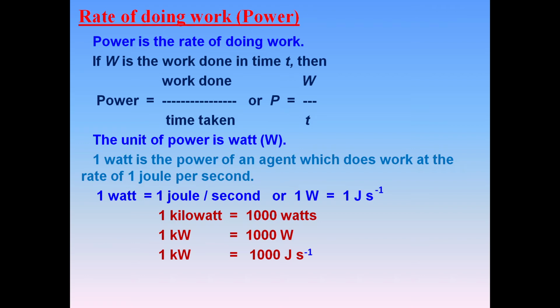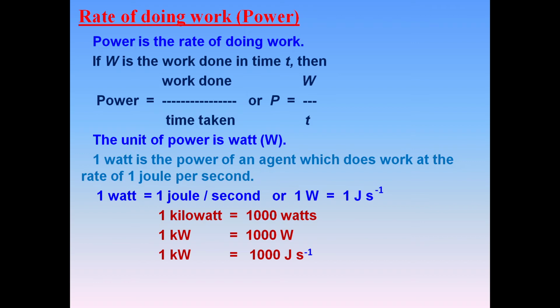Now let us talk about SI units of power. The unit of power is watt. The symbol for watt is capital W. Now what will be the definition of 1 watt? So 1 watt is the power of an agent which does work at a rate of 1 joule per second. Therefore 1 watt can be written as 1 joule per second.